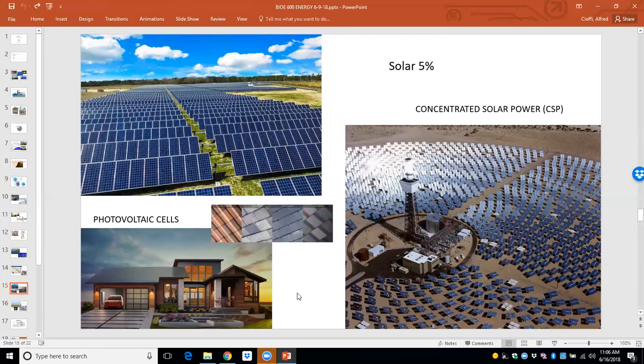So that's one example. The other alternative is what is called a concentrated solar power, or CSP system. The CSP system is very interesting and innovative.